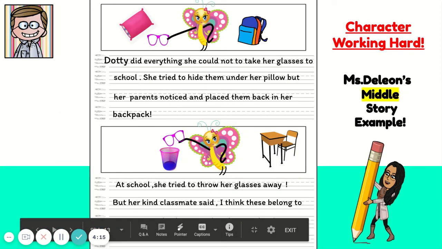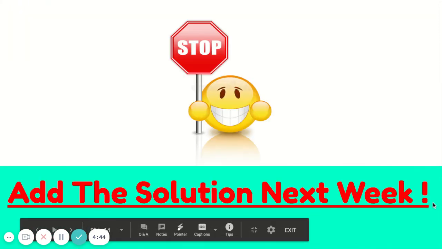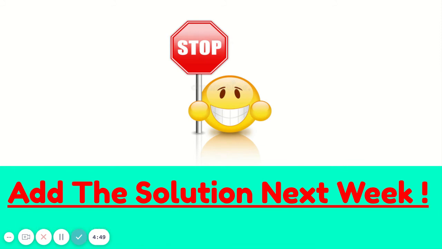Now I'm starting to add how my character worked really hard to fix a problem in the story. Dottie did everything she could not to take her glasses to school. She tried to hide them under the pillow, but her parents noticed and placed them back in her backpack. At school, she tried to throw her glasses away, but her kind classmate said, "I think these belong to you." Dottie had to put the glasses back on. And this is where I'll be stopping my story, because next week we're going to work on adding the solution and some other great things.